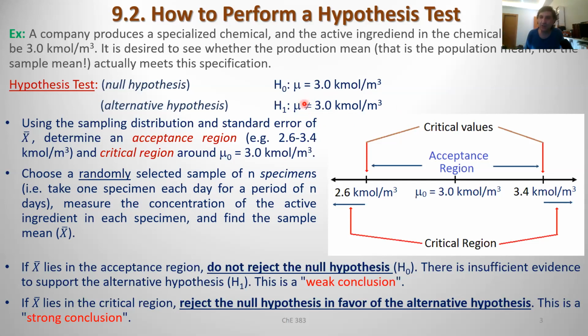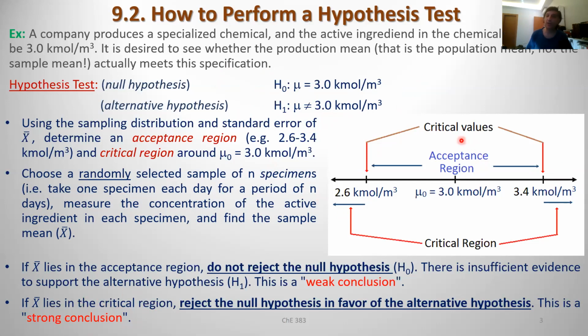But still there is going to be a non-symmetry between those two. When x bar lies here, we show the validity of this statement and we say that we reject the null hypothesis. We show that this is incorrect. So mu is not equal to 3.0 kilomoles per meter cube. Then this is called a strong conclusion.